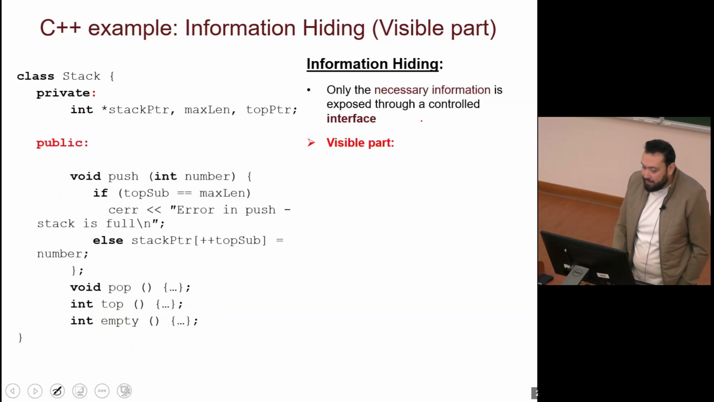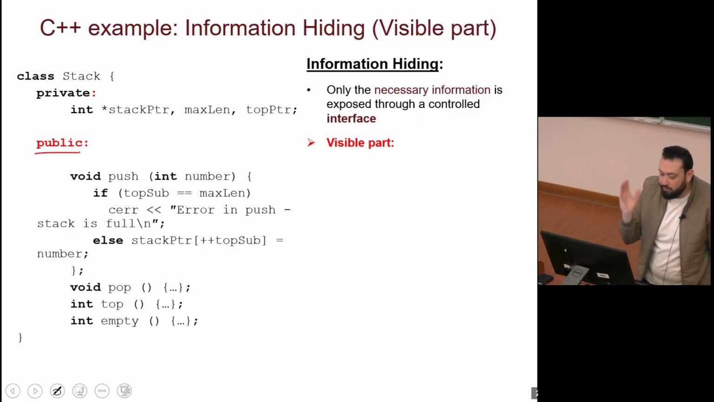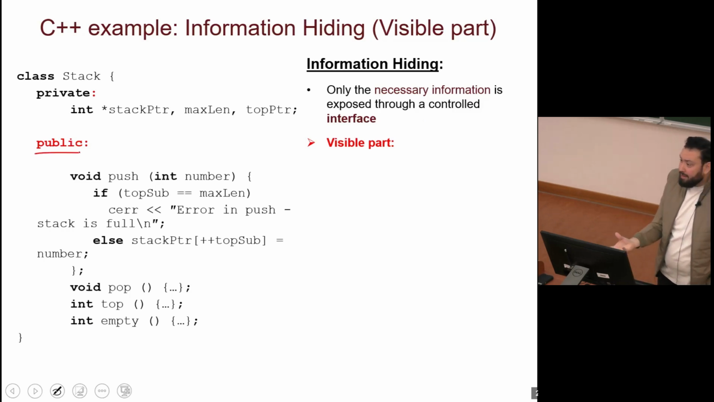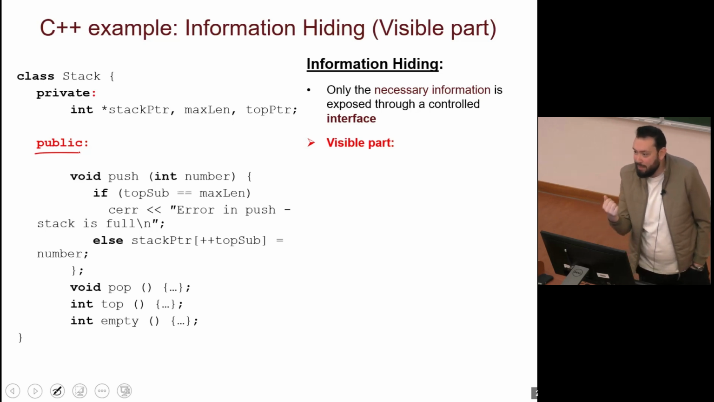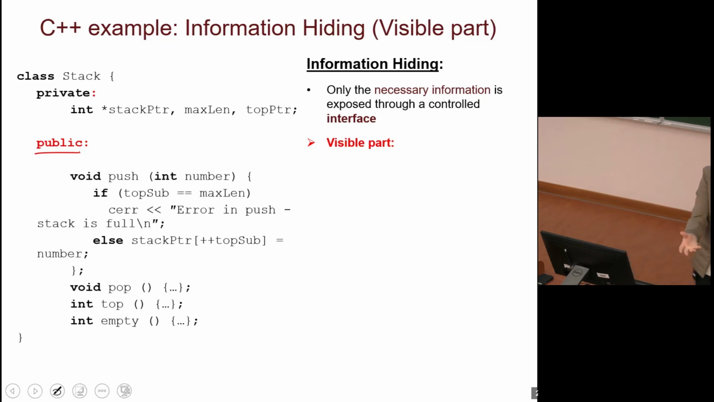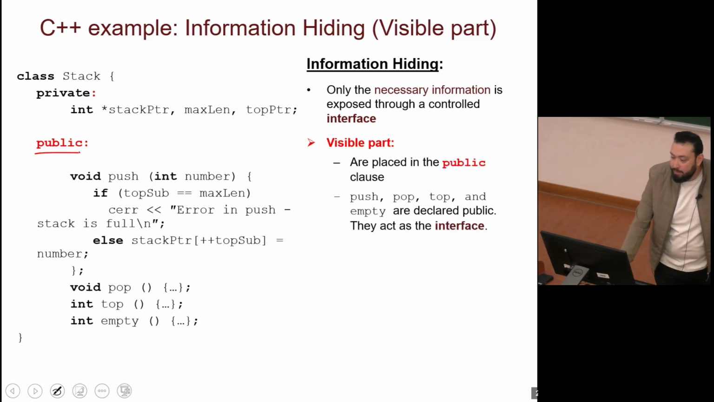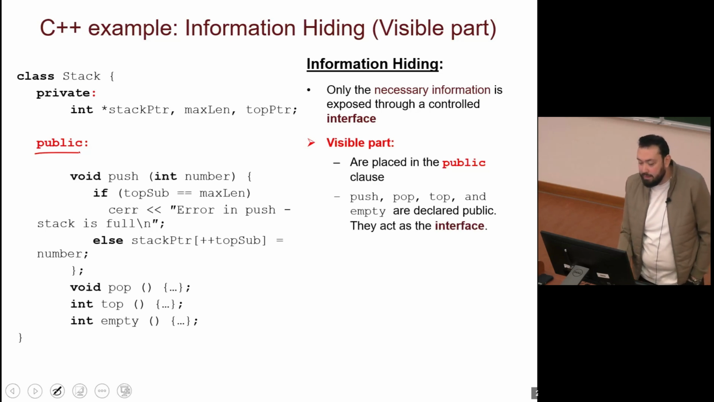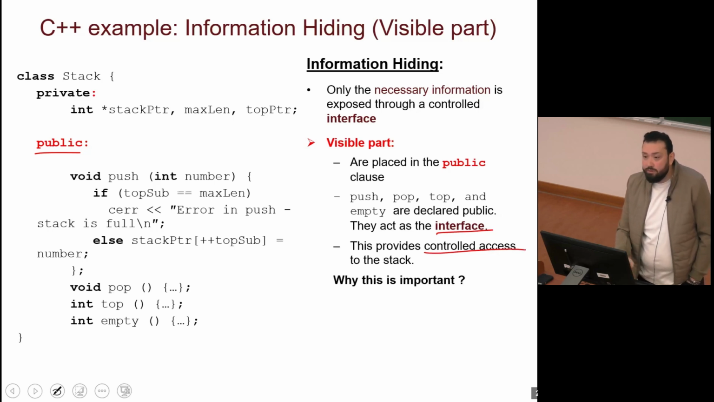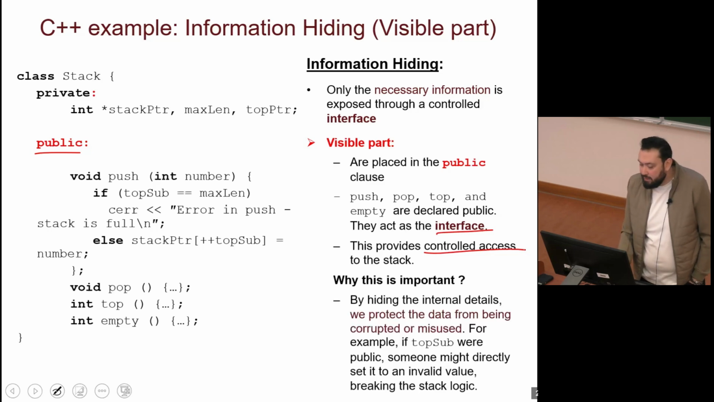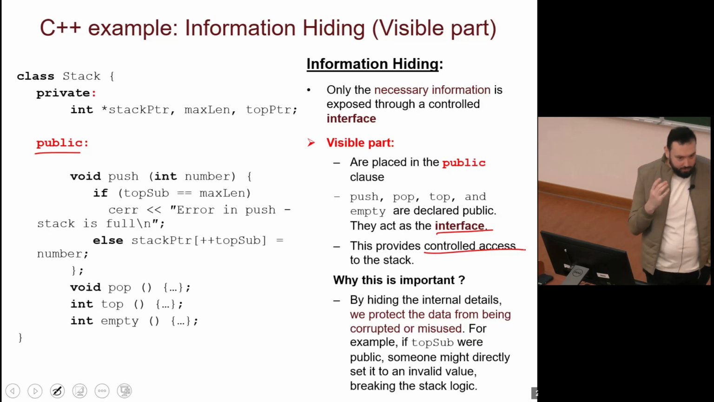So that's why there's a hidden part. Now there's a visible part, which are usually defined under the public, because it's necessary for you, if you're using a stack, to be able to push and pop. I cannot give you an application of a stack and you're not allowed to push or pop. Okay? So in this case, push, pop, top, and empty are declared public in a public clause. They act as the interface. Again, the word interface. This provides controlled access to the stack. Why is this important? We've mentioned this so many times because by hiding the internal details, we protect the data from being corrupted or misused.